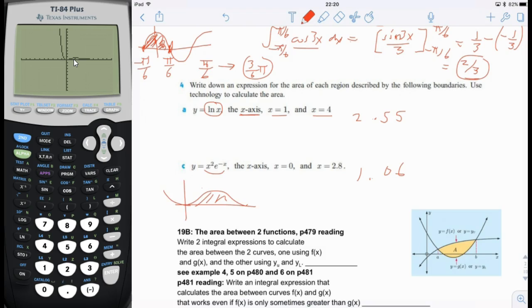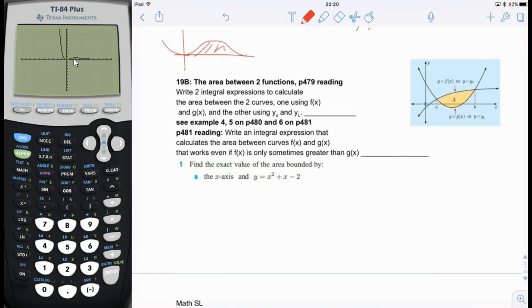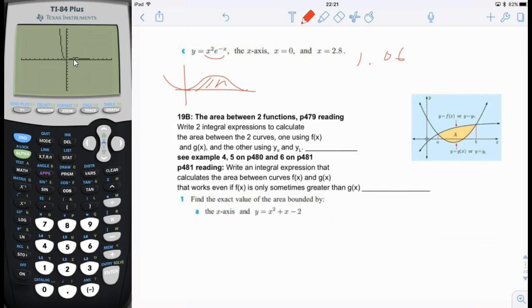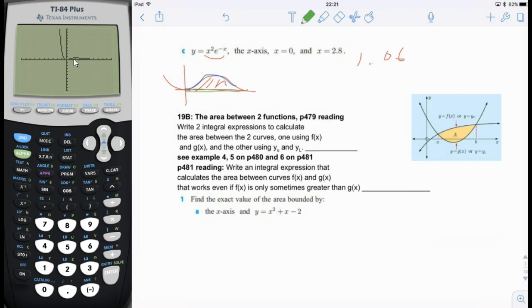All right. 19b, the area between two functions. So up until now, we've always been doing areas that are between a given function, like that, and the x-axis, like that. Now, they are giving us two functions, like this function, and then also this function, and basically they're saying, okay, now let's find the area in between the functions. It's a little bit harder.